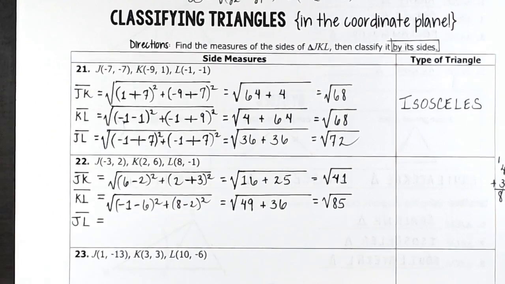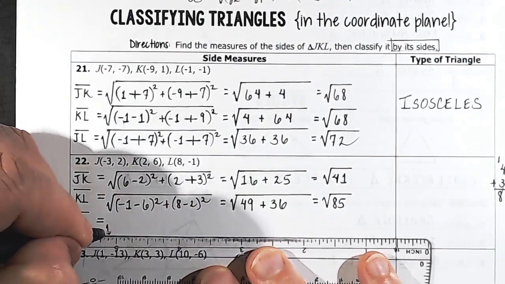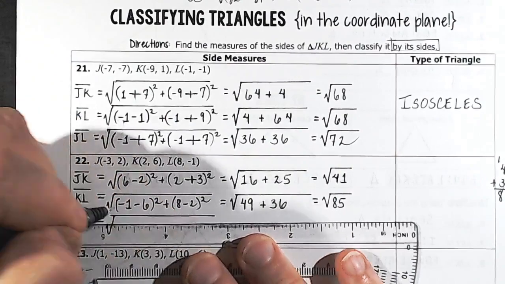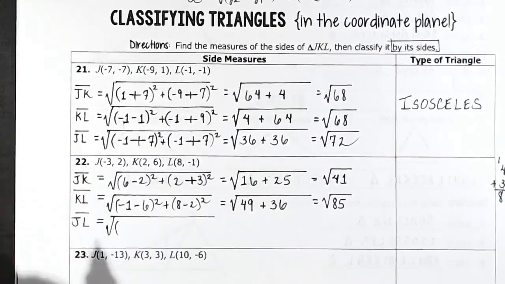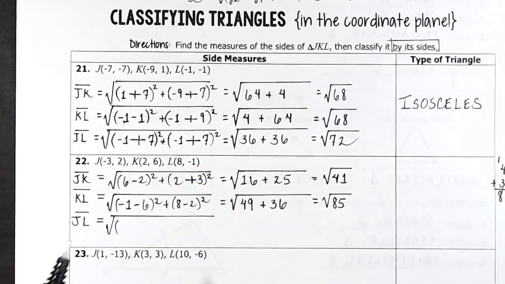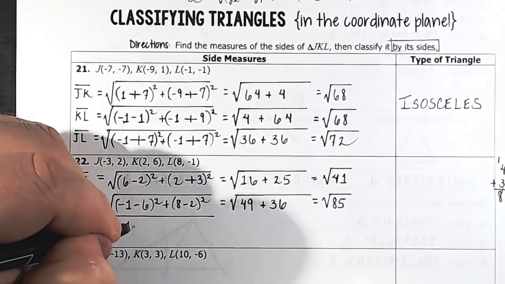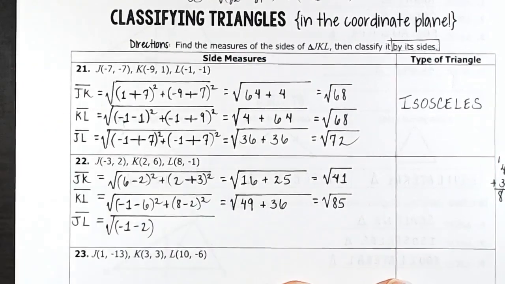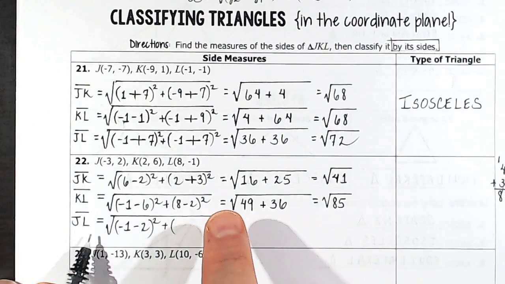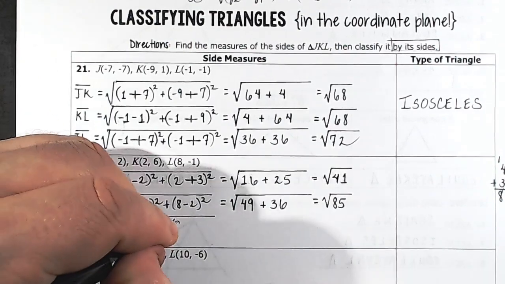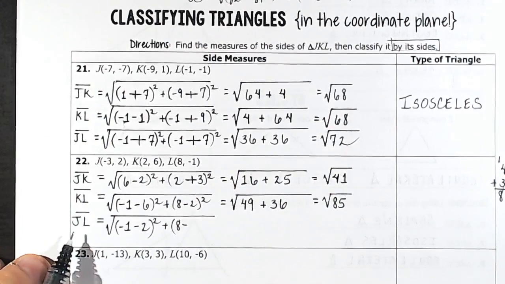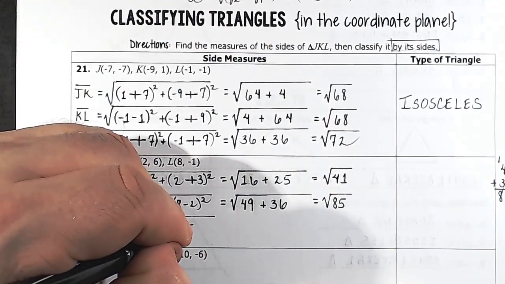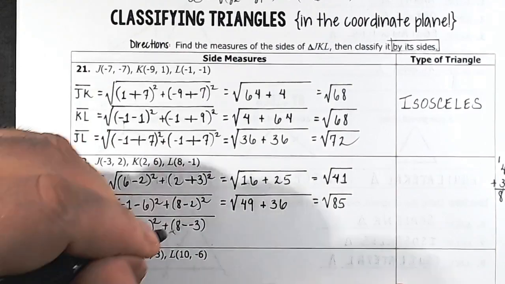And now on to JL. We have the same setup. I'm looking for the y value of the L coordinate, -1, minus the y value of the J coordinate, +2, squared, plus, open parentheses, now I'm looking for the x value of the L coordinate, which is 8, minus the x value of the J coordinate, which is -3, squared.